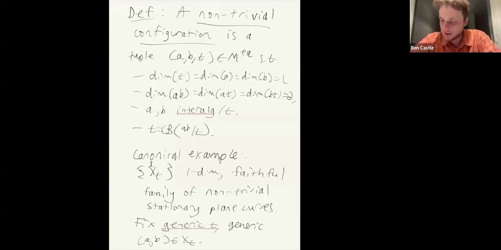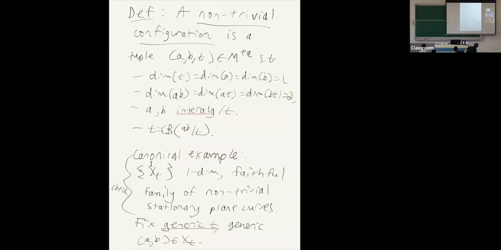So when I say non-trivial configuration, think one-dimensional family of curves with a point chosen. We've chosen a generic curve, that's our T, and then we choose a point over it, that's our AB. The fact that A and B are interalgebraic over T is saying there is a curve defined over T which has AB as a point on it. That's why they're interalgebraic. And I think it's an exercise to check this example. I guess I should stop for now.